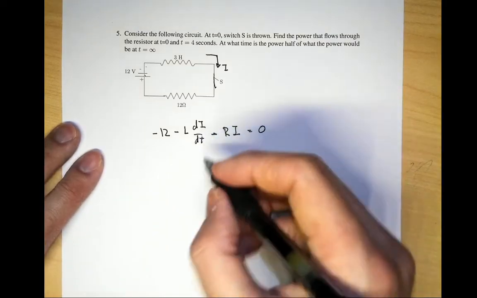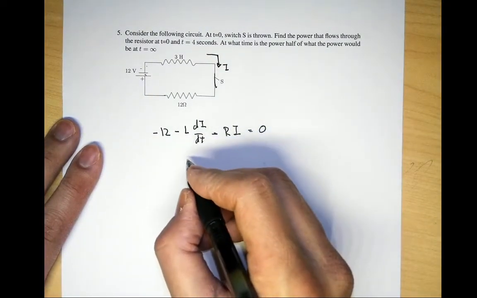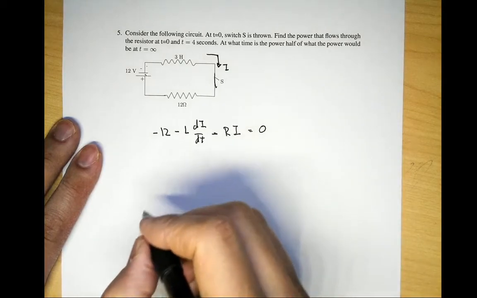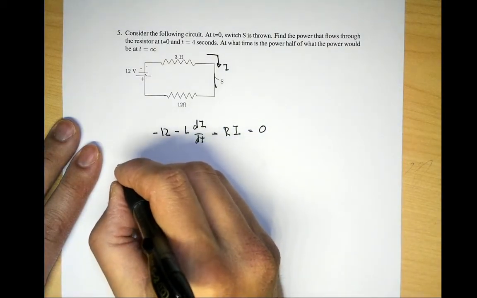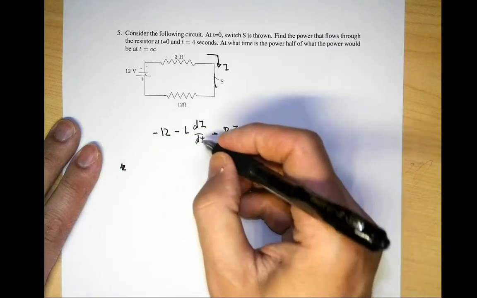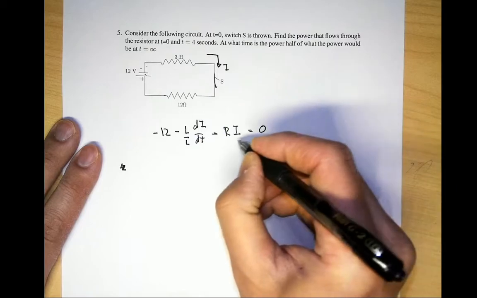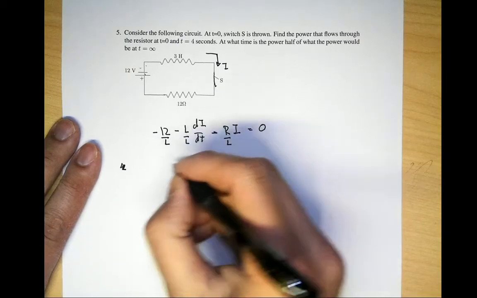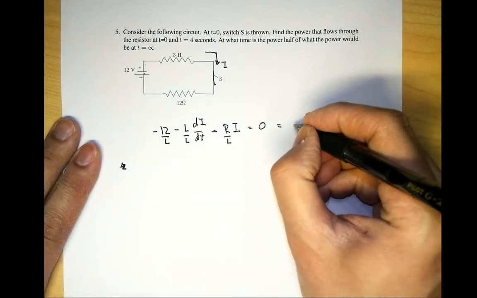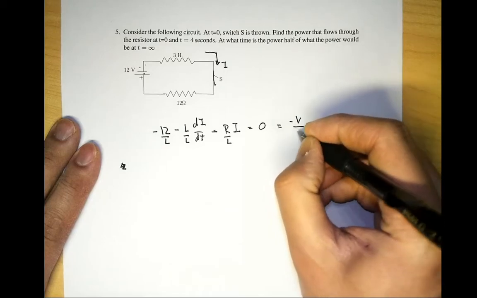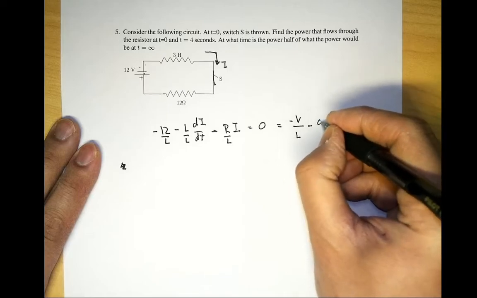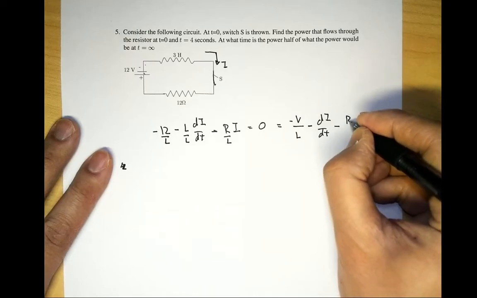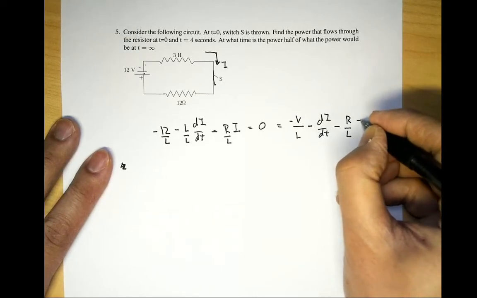Once we have this, we can compute what this needs to look like. First, let's divide by L. Now let's write down the equation again. It's going to be equal to minus V over L, minus di/dt, minus R over L times I.